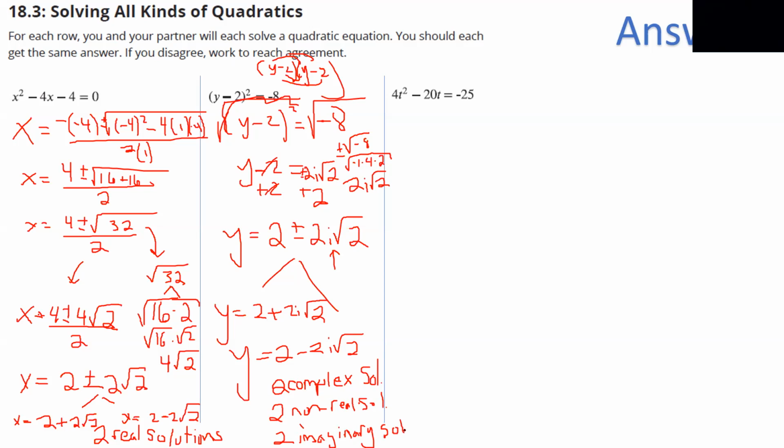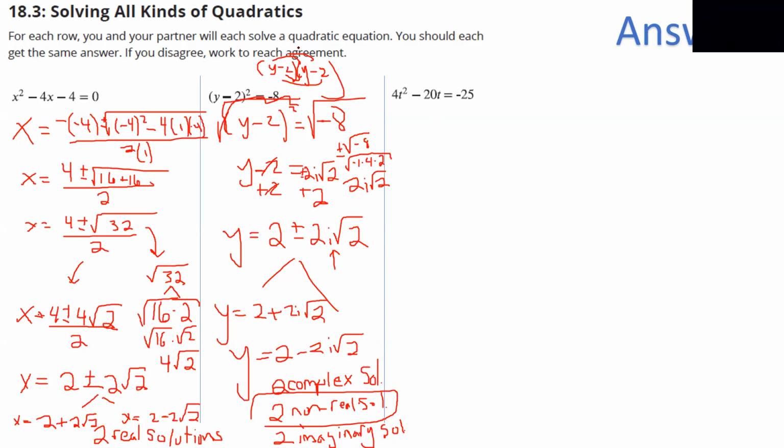All of those are totally cool for you to say: two complex solutions, two non-real solutions, two imaginary solutions. But because in the warm-up they asked for non-real and real, we're going to go ahead and say two non-real solutions. All right, cool. So the next problem that you're going to work out is this one here. Go ahead and try to see if you can figure this out. Take a couple of minutes to work it out. Go ahead and do that now.